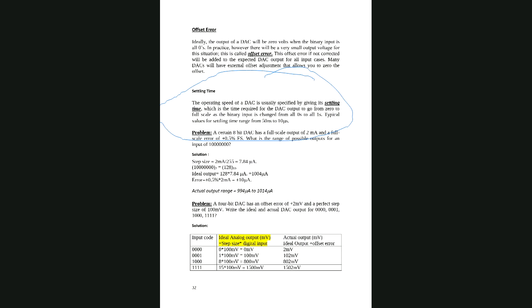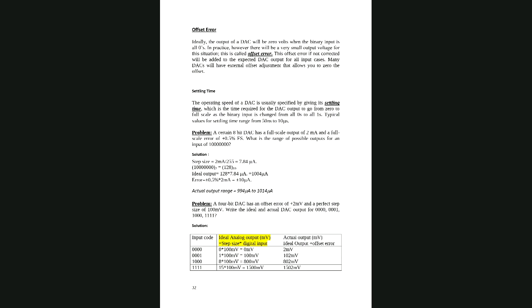As I said, this one is always the offset we add. You can see plus minus, no problem. The only idea is that it is an offset error. It will be plus or minus, whatever. Don't worry about this. Now, please, guys, focus on the settling time.